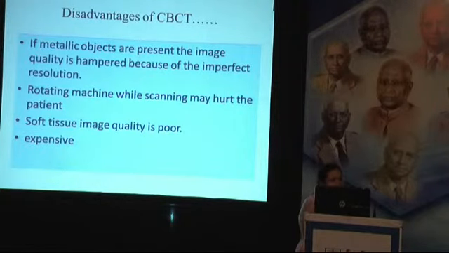What are the disadvantages of CBCT? If metallic objects are present, the image quality is hampered because of the imperfect resolution. The rotating machine can hamper the patient. Soft tissue imaging is poor, and it is expensive as well as not widely available.